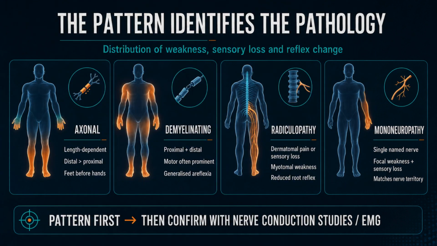There are different pathologies that can affect the peripheral nerve. These include axonal, demyelinating, radiculopathy, or mononeuropathy. The pattern of involvement helps us to differentiate them. We will go through these in this video.